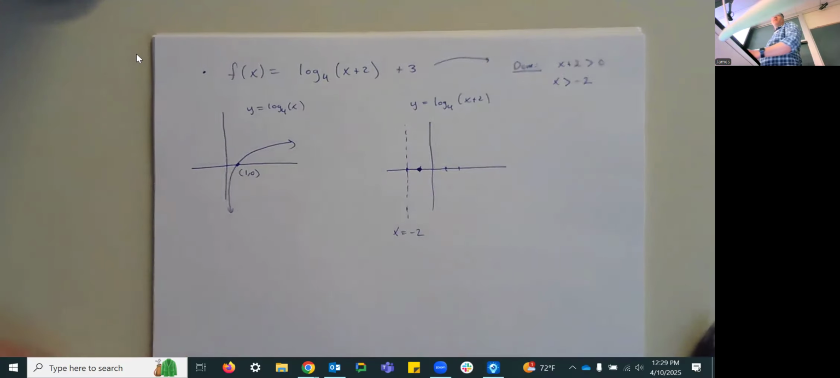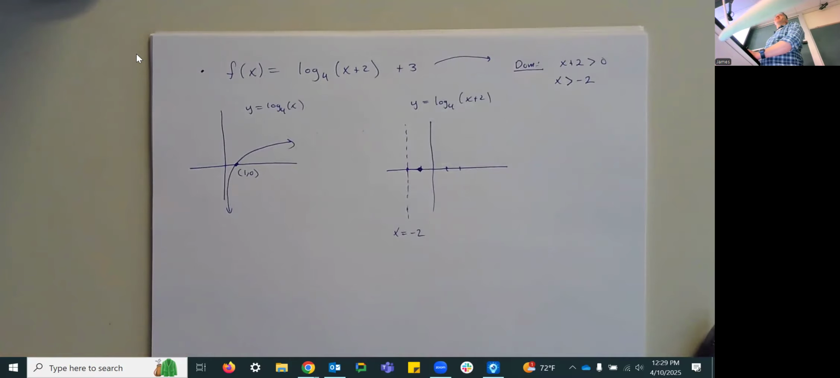So no matter what the base is of the log, it's always crossing at 1. Before we've done any transformations, yes. Yep, no matter what the base.